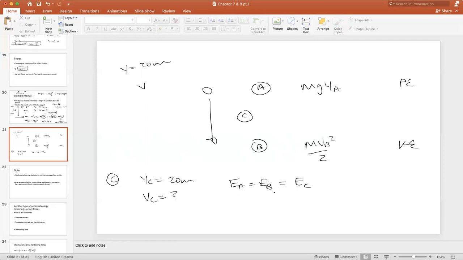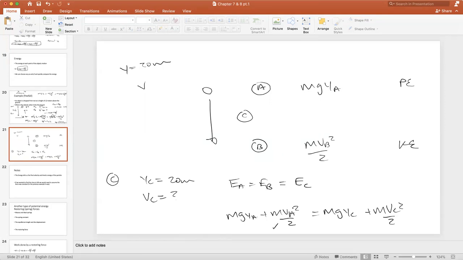So we could use either one. I'm going to use mgya. So mgya plus mba squared over 2 is equal to mgyc plus mbc squared over 2. We just do the same thing, trying to make sure that you guys get into the habit of just writing down the different types of energy and then killing them as you need to kill them.